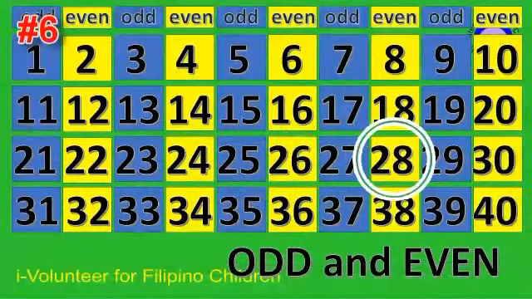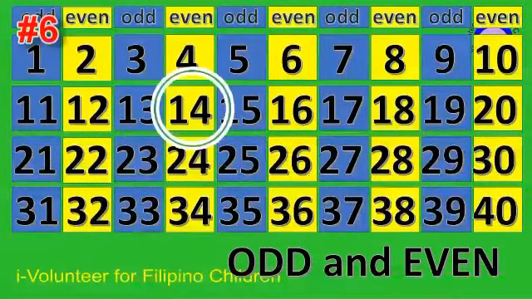Item number 6. Is the number odd or even? Number 14 is an even number. Kindly repeat.